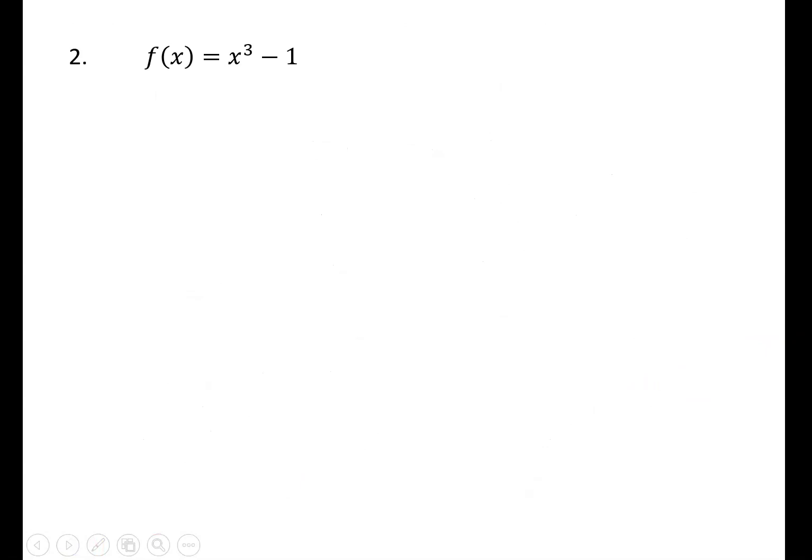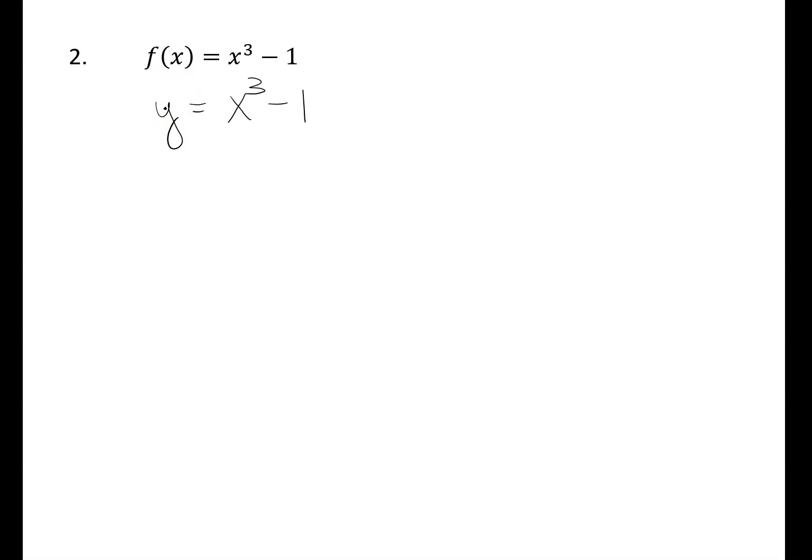Okay, let's try another one. I'm going to go back to our 4 steps. Step 1, replace f of x with y. This problem's a little different. It's the same steps, but our function is a cubic function this time. It's not linear. Okay, we're still replacing f of x with y.